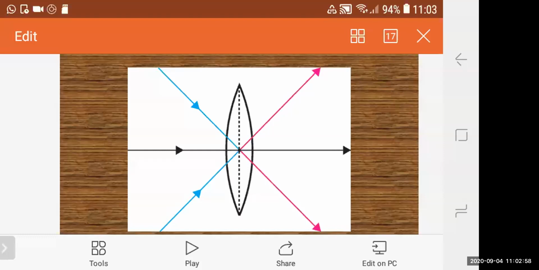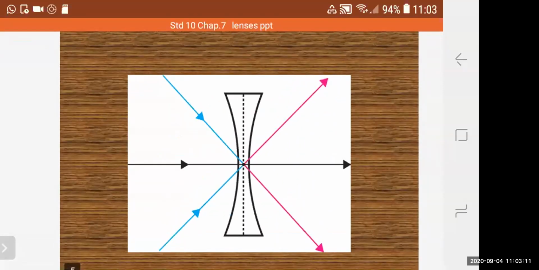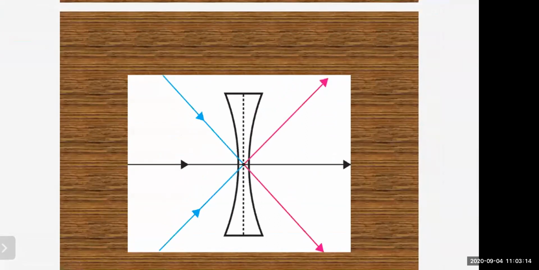Okay. So principal axis, you can see an imaginary dotted line over there in the diagram passing through both center of curvature, right? So that is called as principal axis of the lens. Okay. So this is one lens, this is a second lens, right? So concave and convex lens.